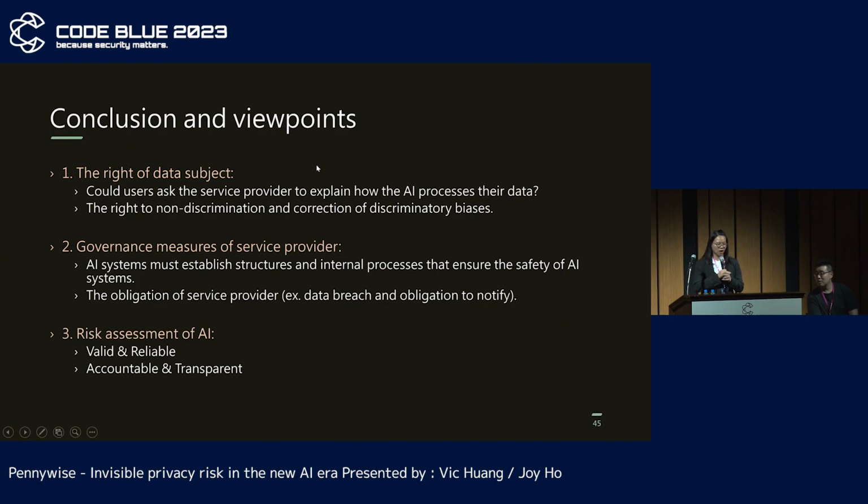This is the conclusion and viewpoints for our topic. First is the rights of the data subject. When you develop an app or when you are a user, you need to know that you have a lot of rights, which are included in the data protection law. A user can ask the service provider to explain how the AI processes their data, but that may be a problem or a challenge in an AI system. Also, the right to non-discrimination and correction of discriminatory bias is a hard challenge for AI developers.